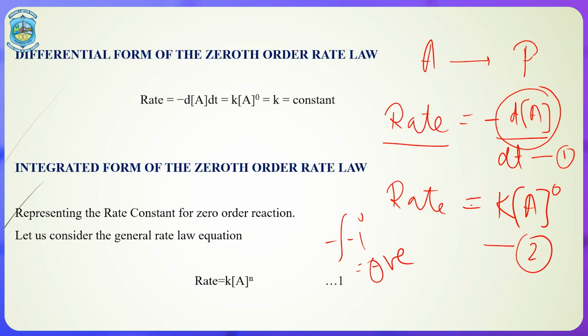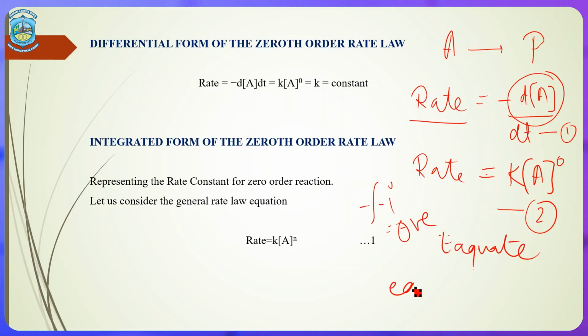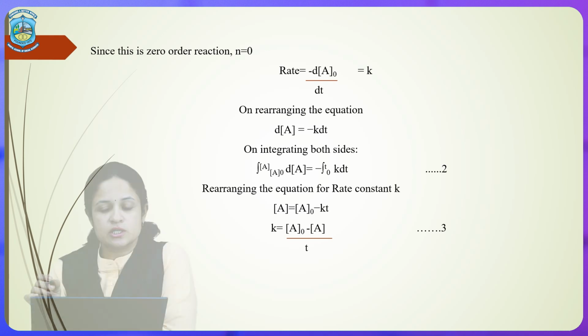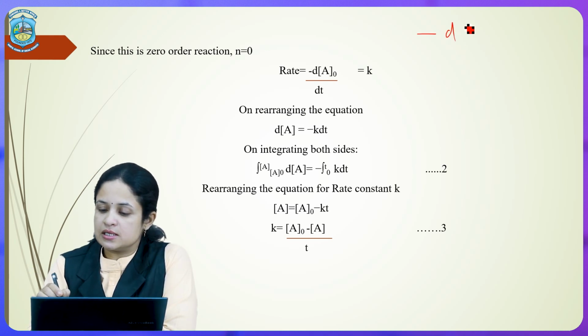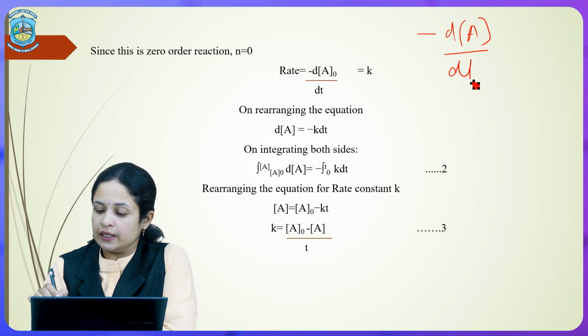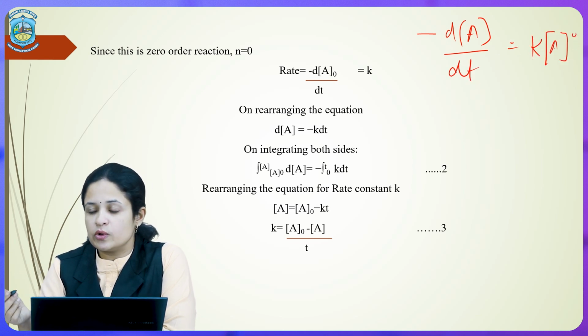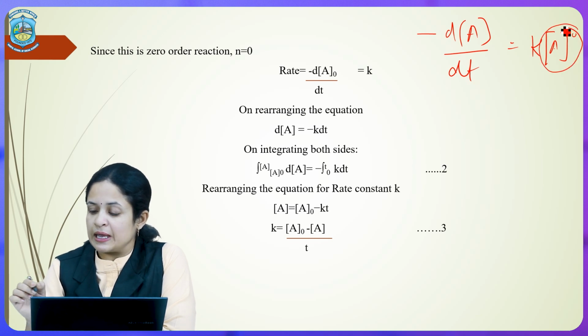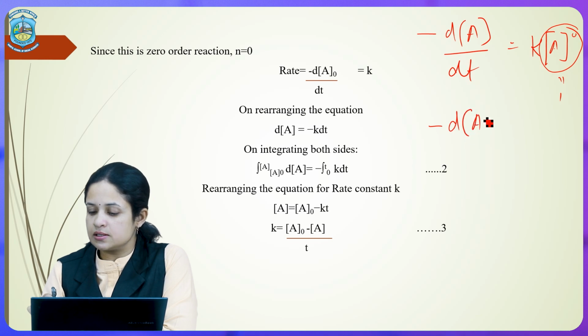Now since both of these equations have rate on their left hand side, we can equate these two. On equating equation number 1 and 2, what do we get? On rearranging, we get minus dA upon dt is equal to K concentration of A to the power 0, according to equation number 2, but anything raised to the power 0 is equal to 1. So what are we left with? We are left with minus dA upon dt is equal to K.